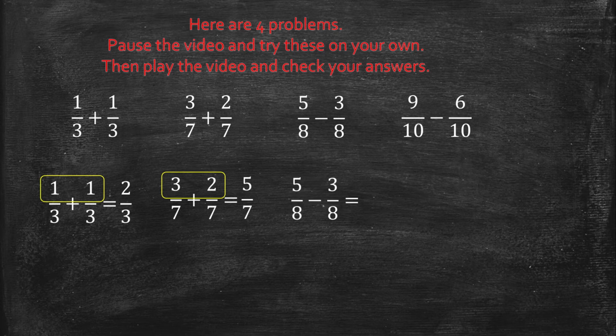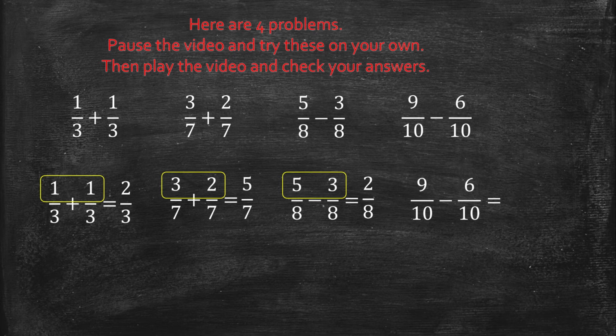Now, don't forget to make sure you see what the sign is. This is a subtraction sign. Our denominator is still the same. So we're going to leave that as 8. So we only have to subtract 5 minus 3. And that would give us 2/8.